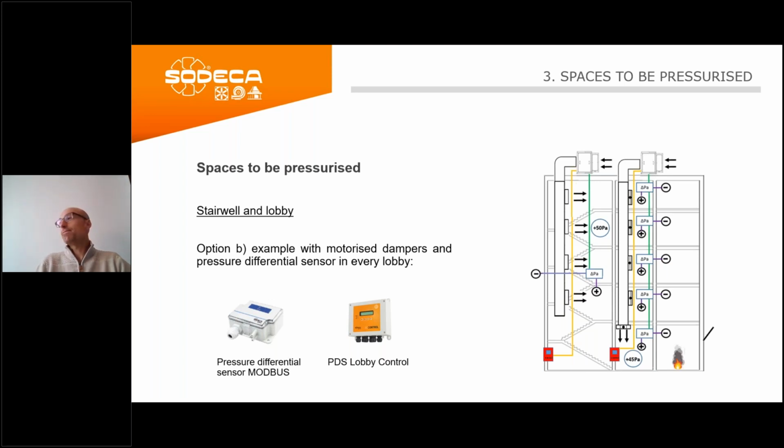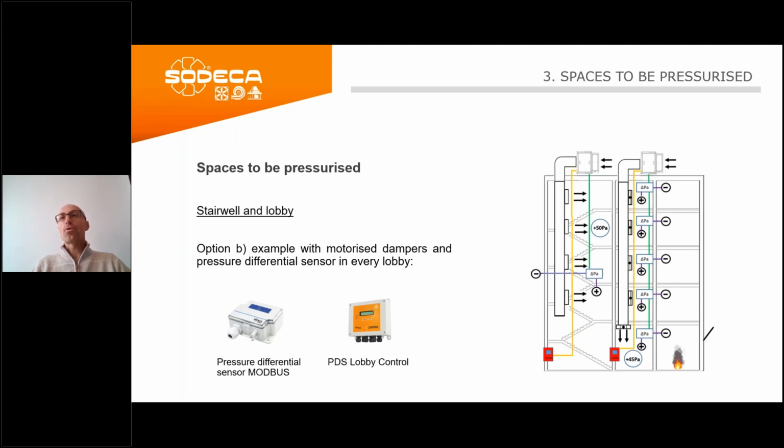hour. But if we have, let's say, 10 stories, then 3,000 multiplied by 10 is 30,000. And it will require big ducts. So we will need a lot of room. So in this case, it's typical to use the pressurization of only the lobby at the fire level.